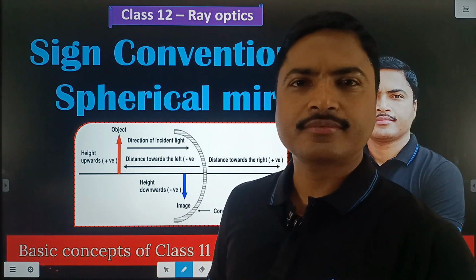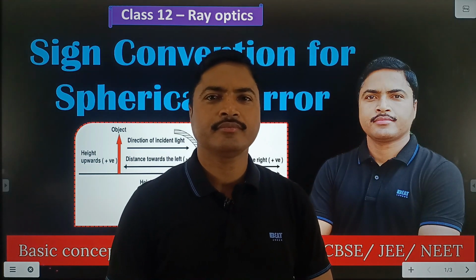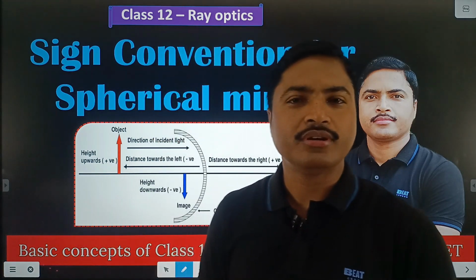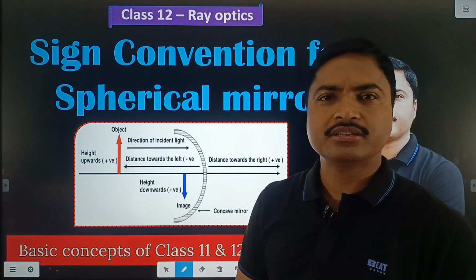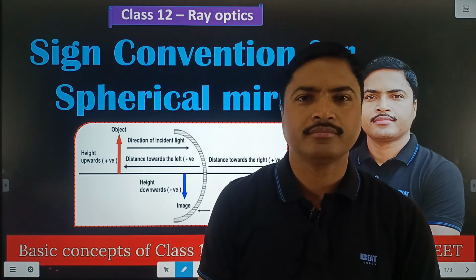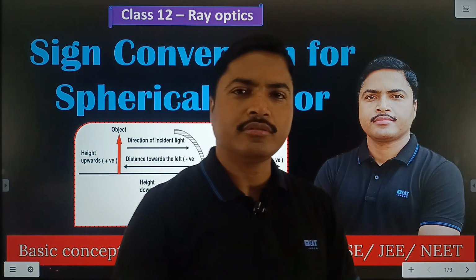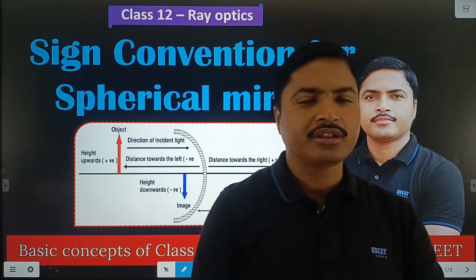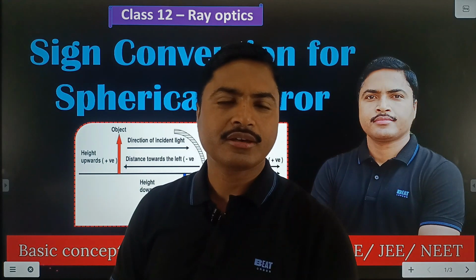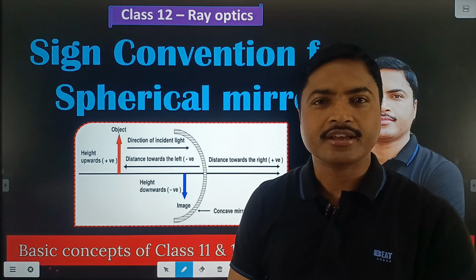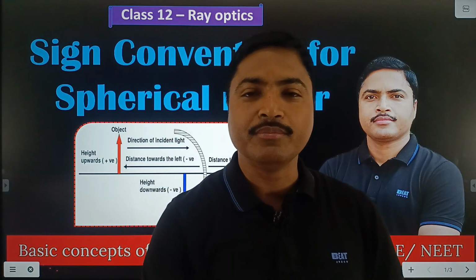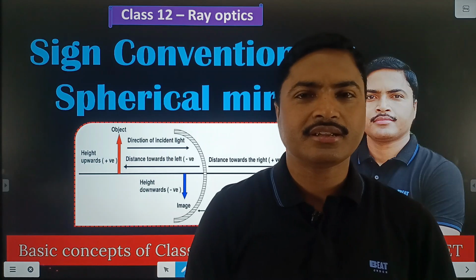Welcome to my class 12 Physics chapter, that is ray optics, and today we will discuss the sign convention for the spherical mirror. What is sign convention? Generally, in case of a spherical mirror, we can measure the focal length, the radius of curvature of the spherical mirror, similarly the image distance and the object distance.